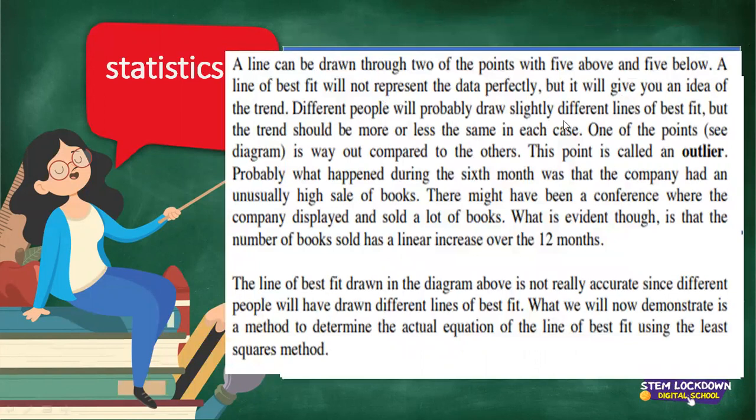Different people will probably draw slightly different lines of best fit, but the trend should be more or less the same in each case. So whatever line of best fit everyone draws, it may not be exactly the same, but the trend should indicate that it's both linear and directly proportional.